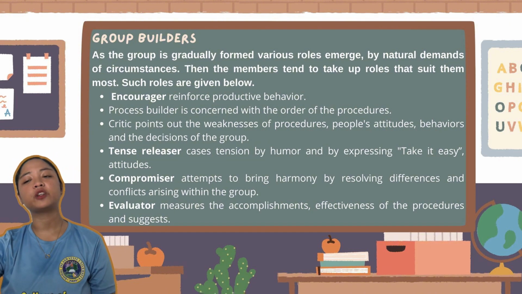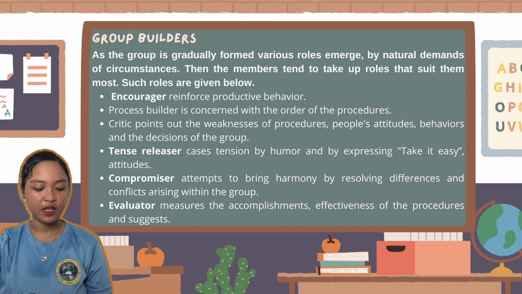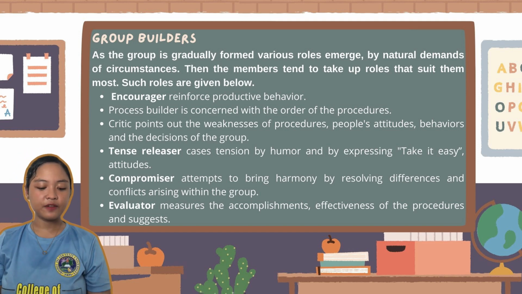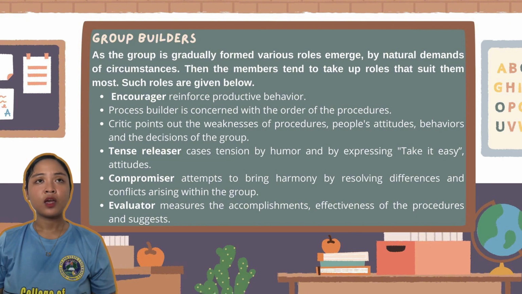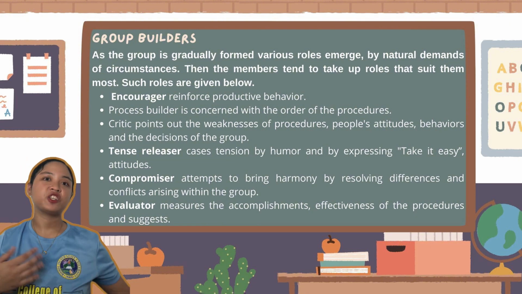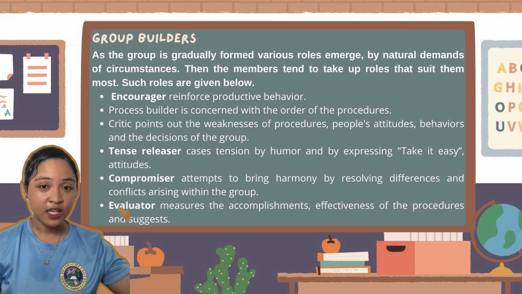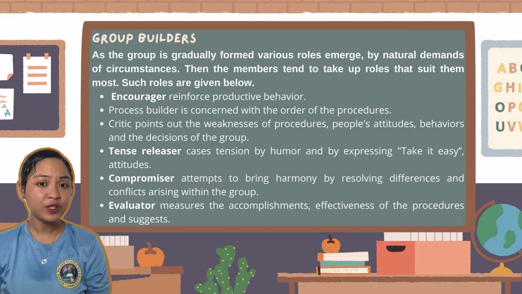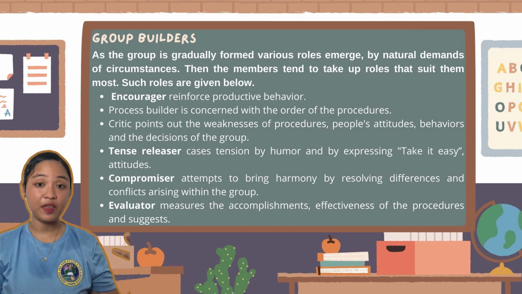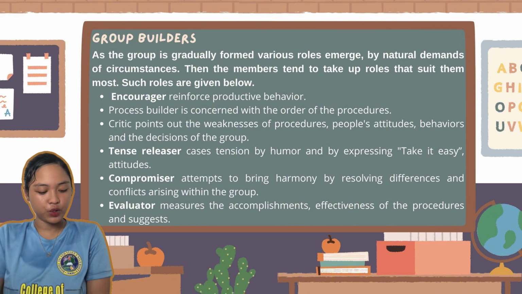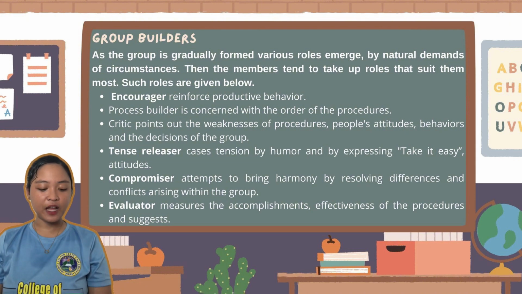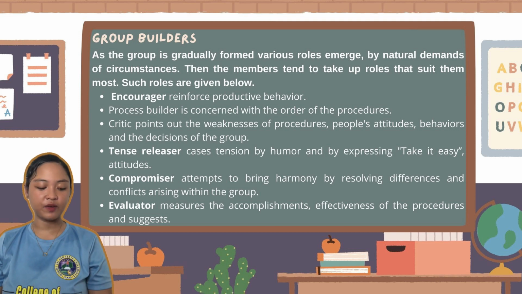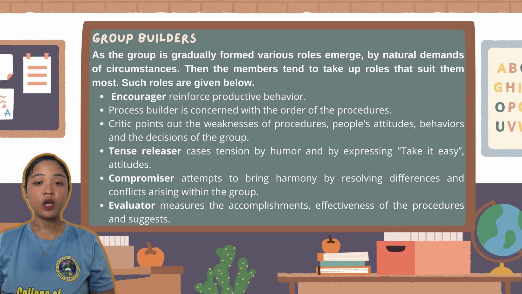So measures the accomplishment and effectiveness of procedure as suggested. So analyze the group process, identify areas for improvement, and suggest changes for better results. So if your groupmate suggests changes to be made to what you have done, consider them and do them for better results in your task. So these roles help groups function effectively and achieve their goals by providing different perspectives and skills. Remember, these roles can be fluid and individuals may naturally switch between them depending on the situation.